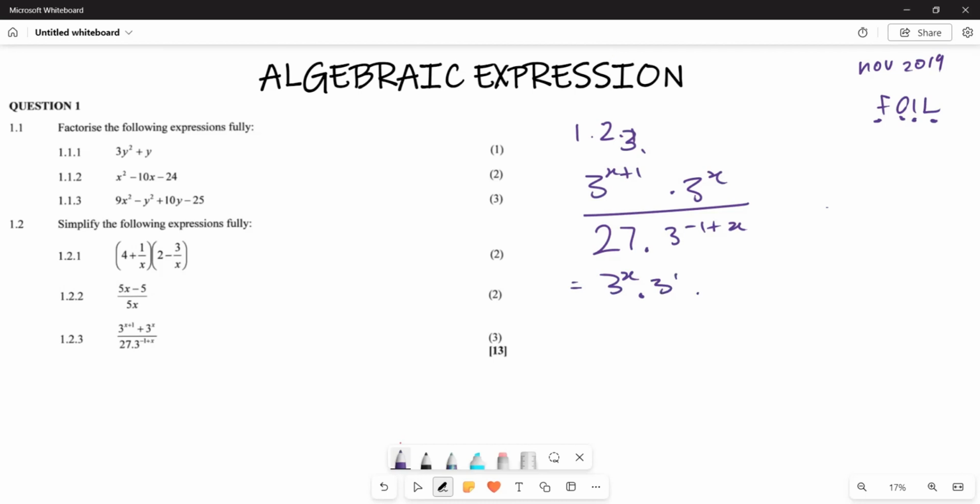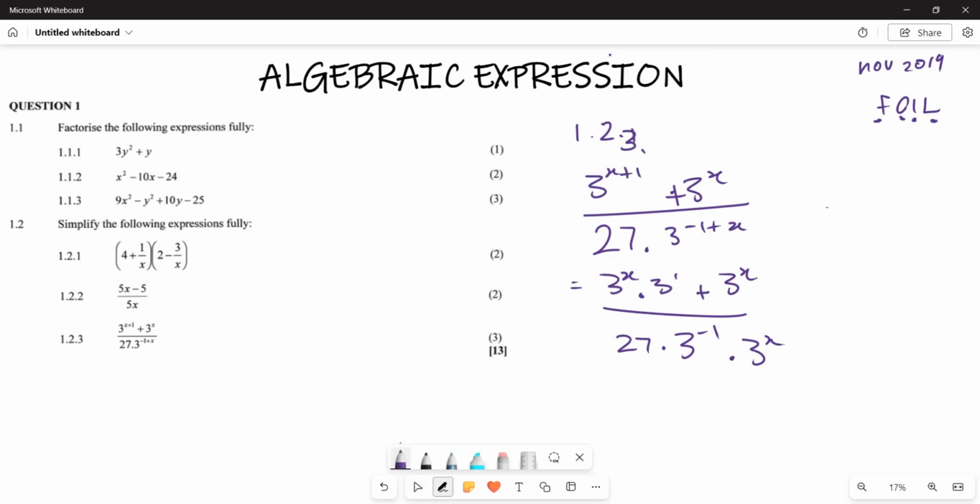Then here, this is plus, not multiplied, but plus. So this is going to be plus 3 to the power of x again. Then divided by, this is the same as 27 multiplied by 3 to the power of negative 1, multiplied by 3 to the power of x.